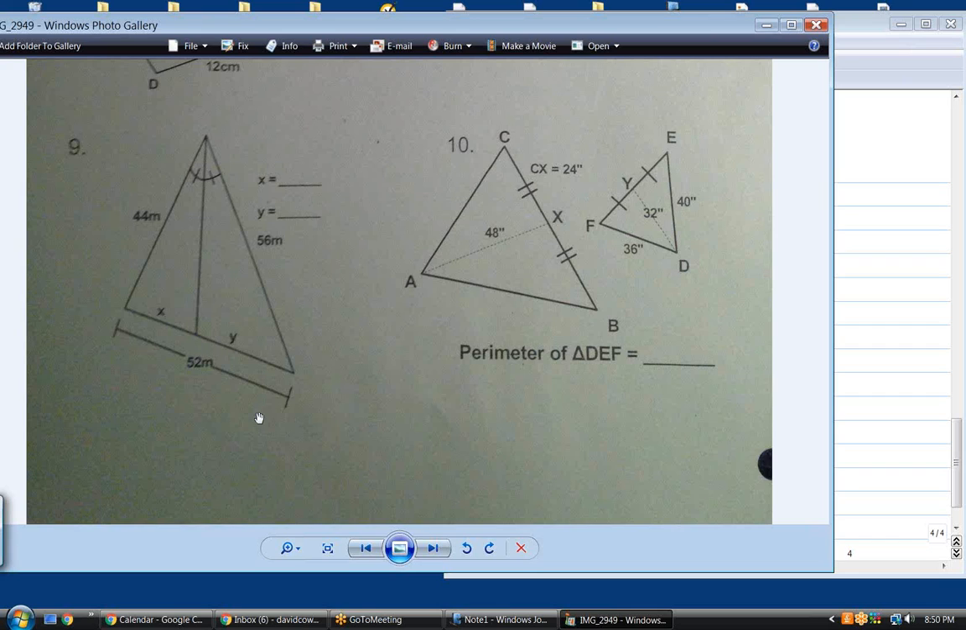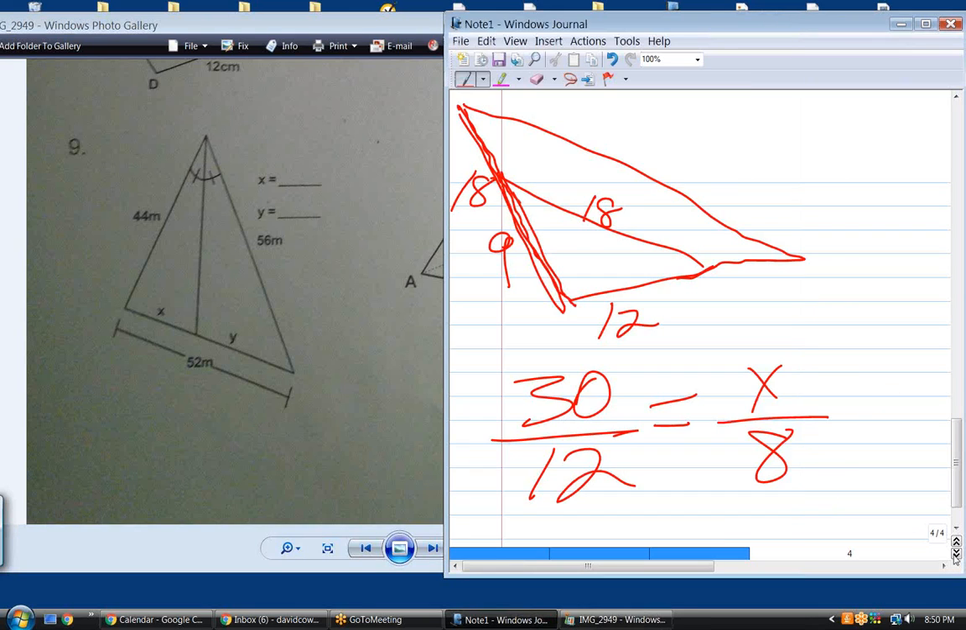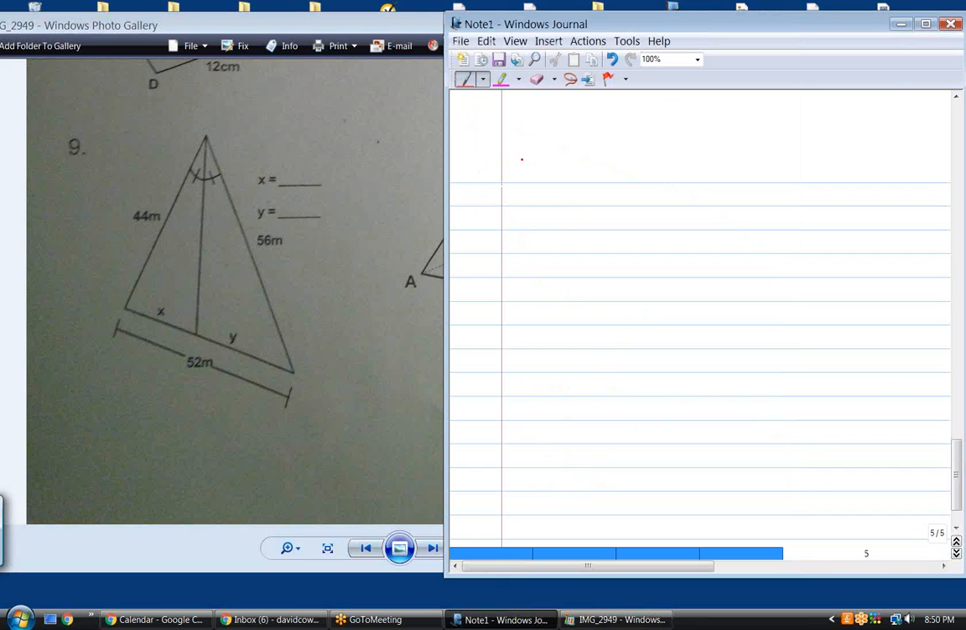X is to y as... That's a tough one. So 44 is to 56? Yeah, unfortunately that doesn't allow us to solve it, does it? No. It actually does. In other words, x, small, is to the large. I can tell y is bigger than x. Has to be 44 is to 56. But that doesn't let me solve it.